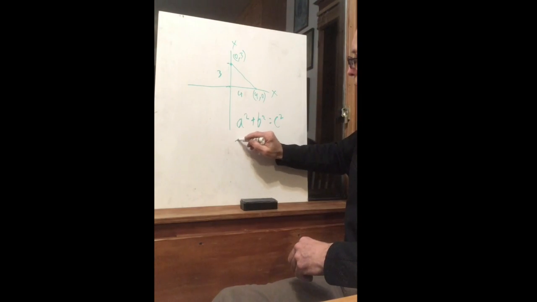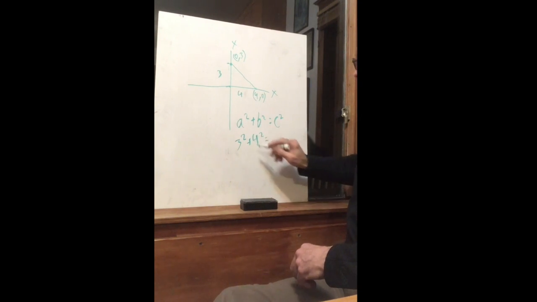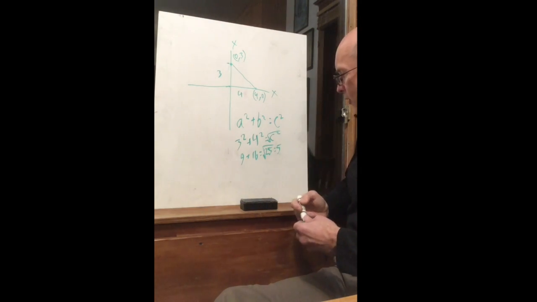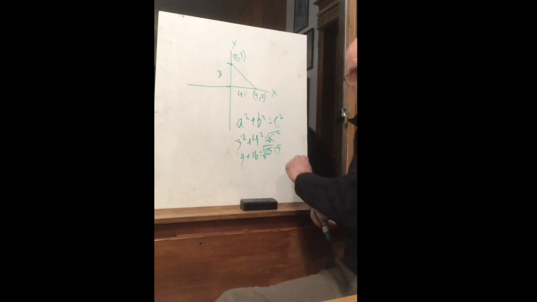And so you would do, of course, 3 squared plus 4 squared, and that's going to equal c squared. It's going to be 9 plus 16, which is going to be 25. If you want to figure out c squared and figure out what c is, you take the square root of that, and it's going to be 5. Since we're measuring distances, it's always going to be the positive number.